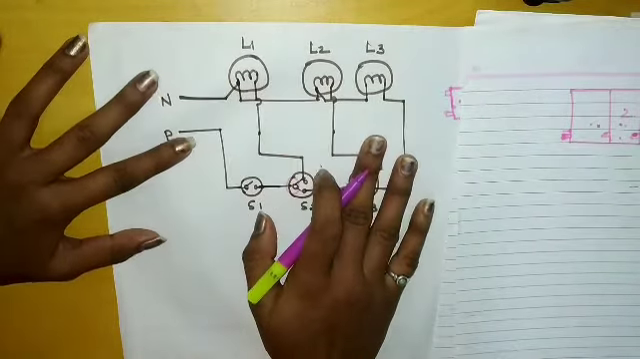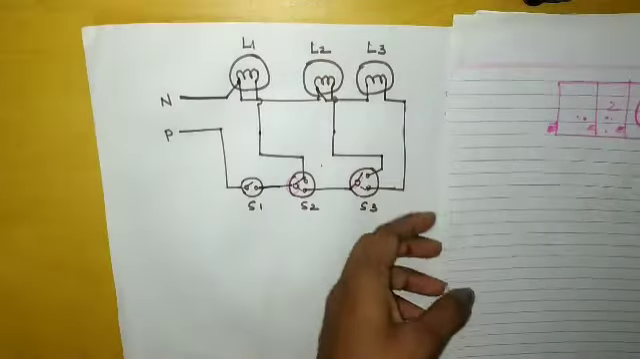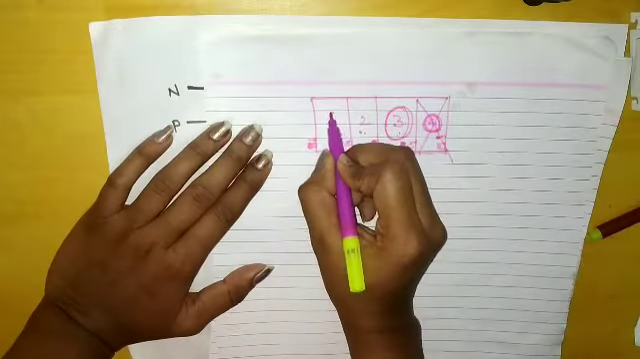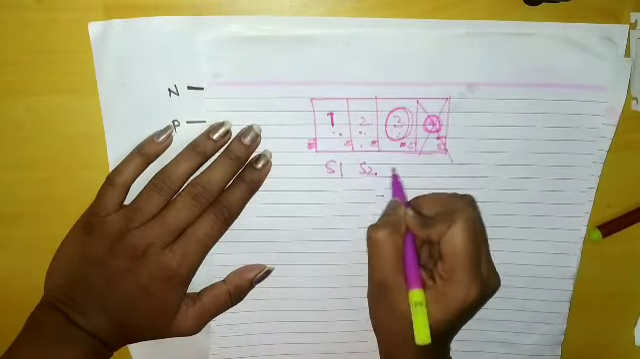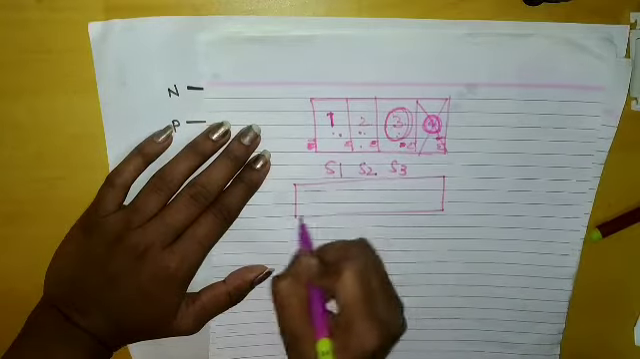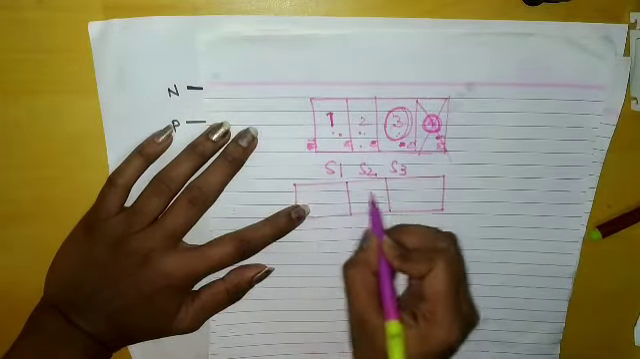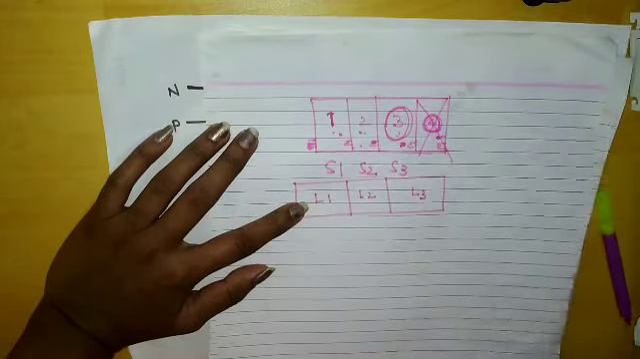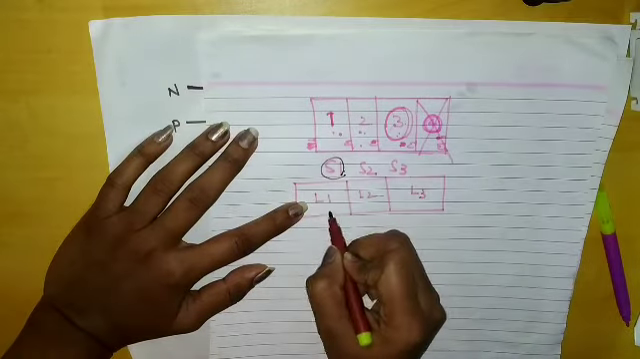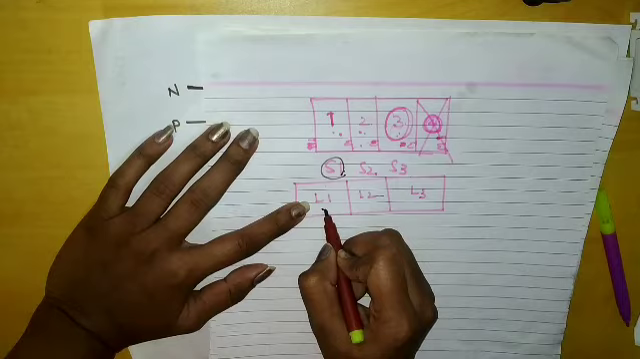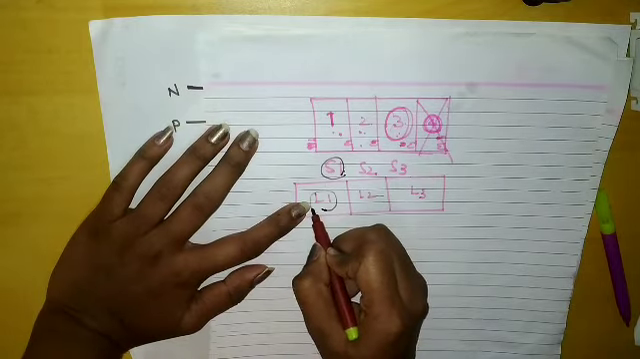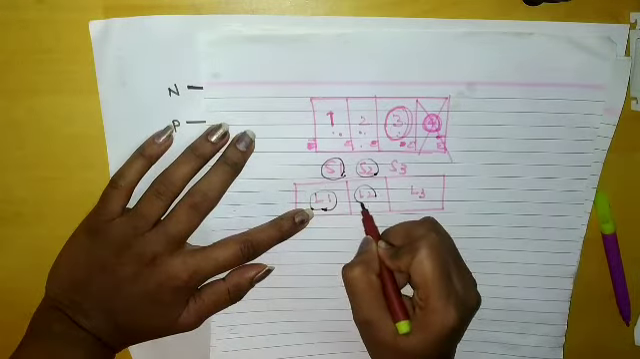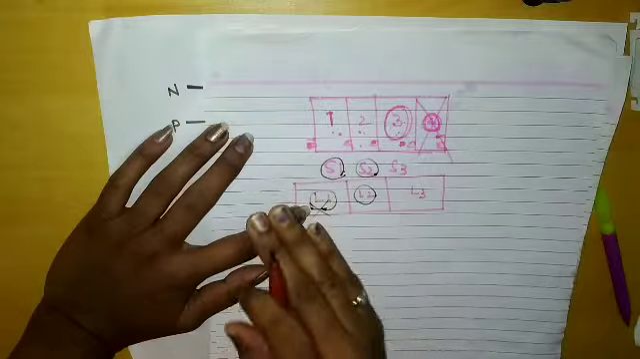They will ask you to explain how it works. So what you have to say is, consider this is first, that is S1, S2, and this is S3. So S1, S2, S3. Here will be lamp L1, L2, L3. Right? Now, whenever we turn on switch S1, then what will happen? Lamp L1 will light up. Right? Now, whenever we turn on S2, then what will happen? Lamp L2 will glow and L1 will turn off.